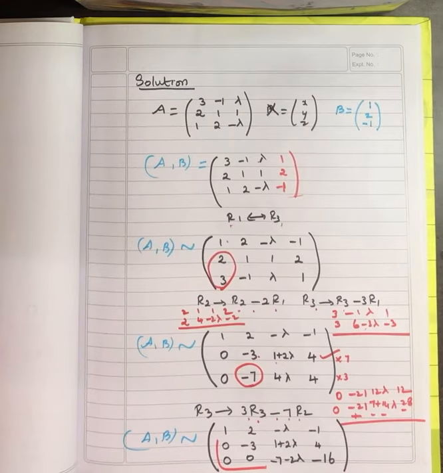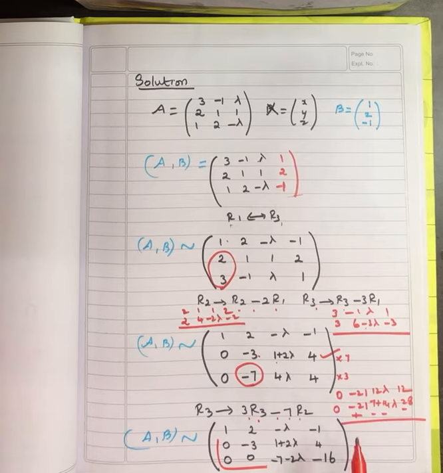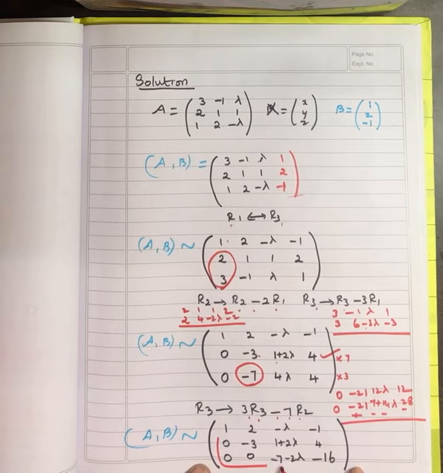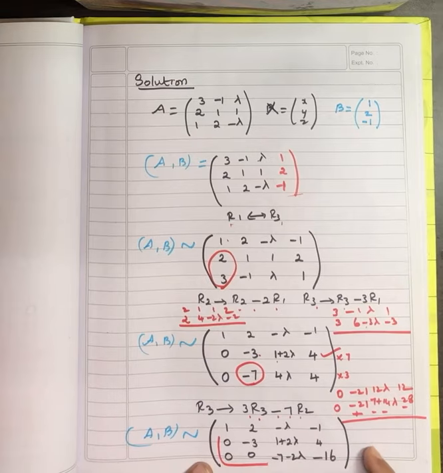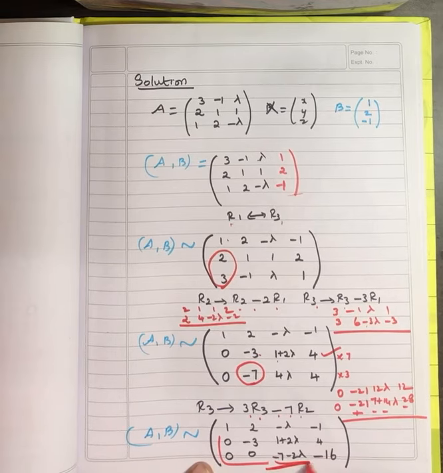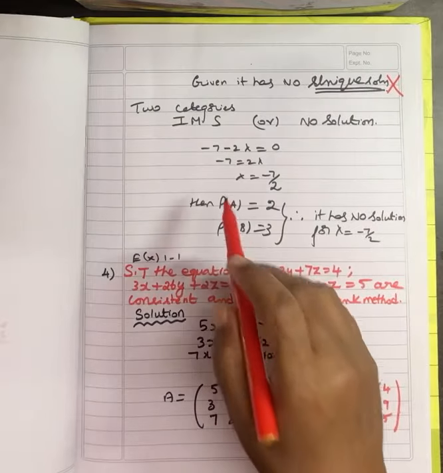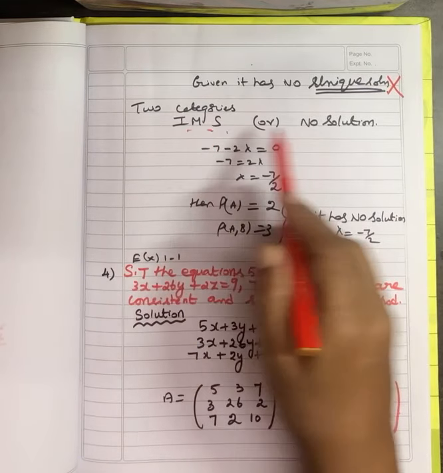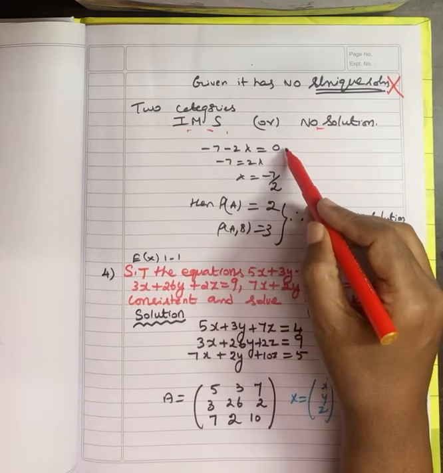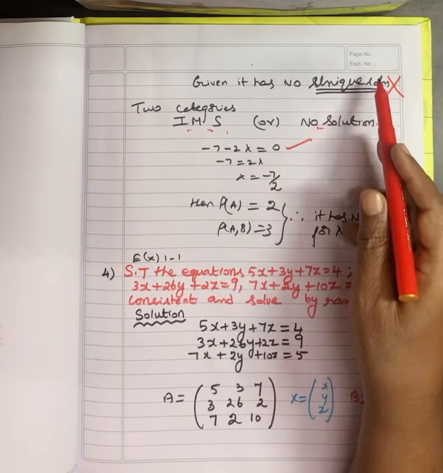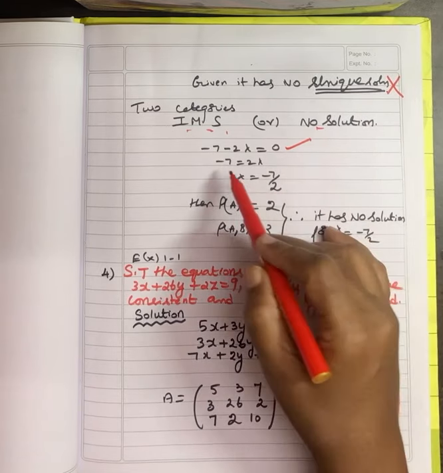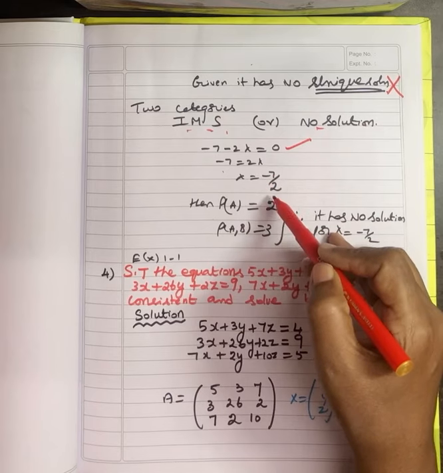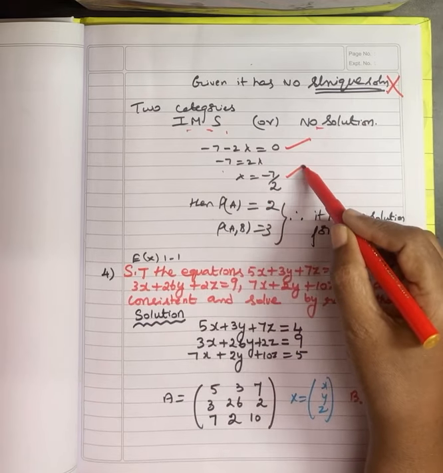What is the meaning of unique solution? Rank of A equal to rank of AB. So for unique solution, this must not be equal to 0. But here it is no unique solution. So obviously this has to be 0. So minus 7. So two categories, infinitely many solutions or no solution. Compulsorily this has to be 0. If this is not equal to 0, it will be a unique solution. They said it has no unique solution. So this has to be 0. So minus 7 equal to 2 lambda, minus 7 by 2 equal to lambda. So lambda is minus 7 by 2.